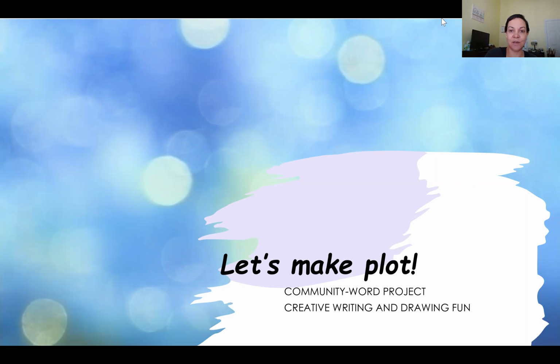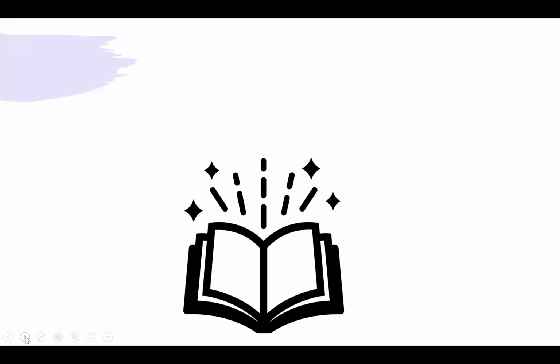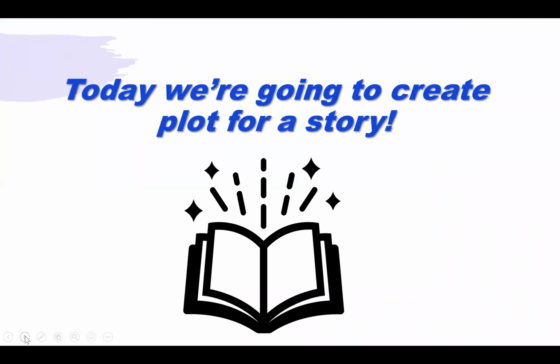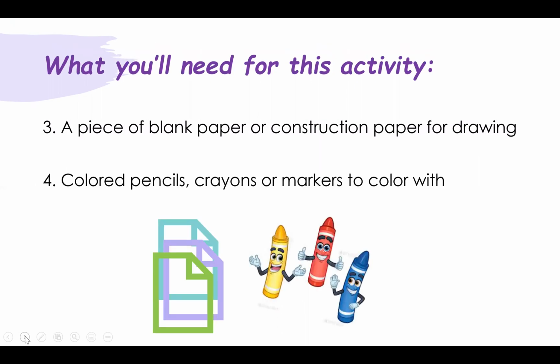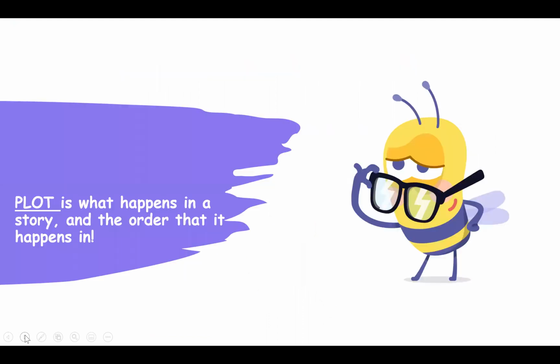And today we're going to work on making plot for a story. So what you'll need for this activity: 1, paper. You can use lined paper if that's what you like to write on. 2, a pencil. 3, a piece of blank paper or construction paper for drawing. 4, colored pencils, crayons, or markers to color with.